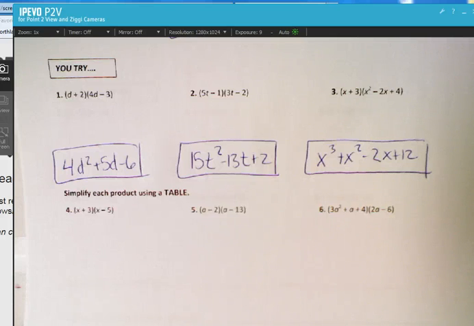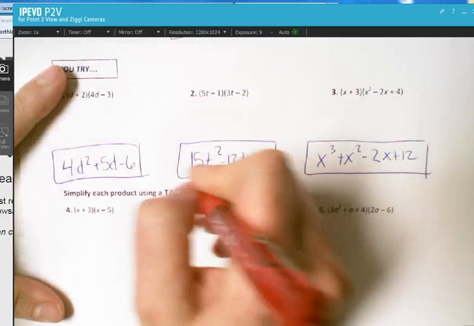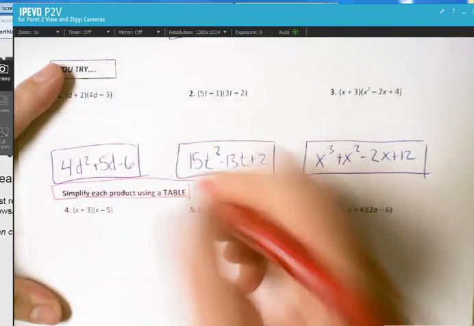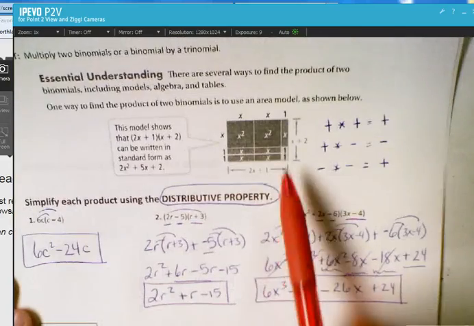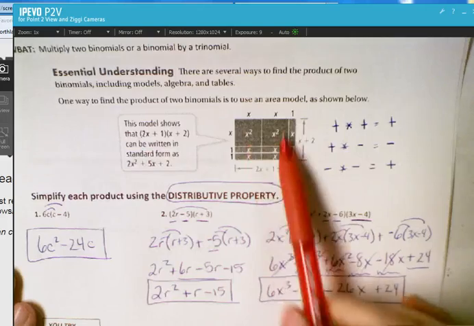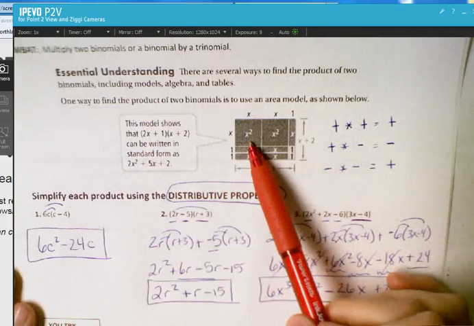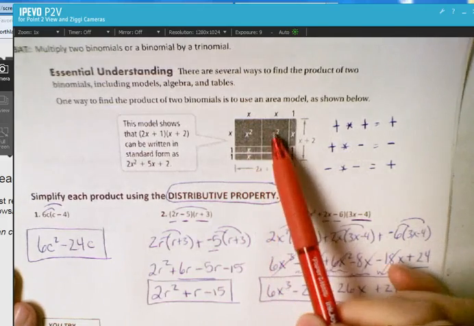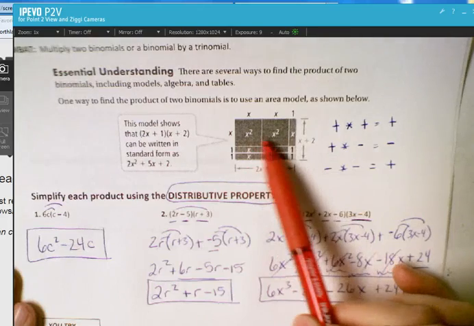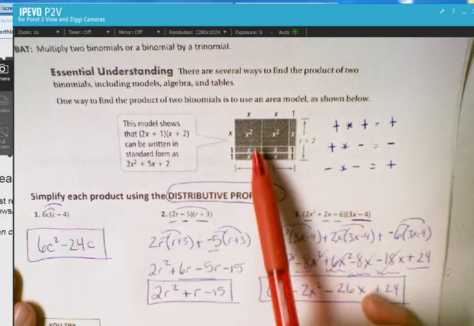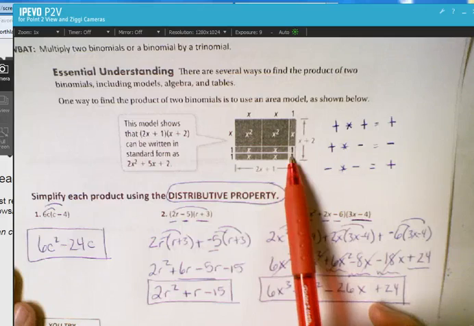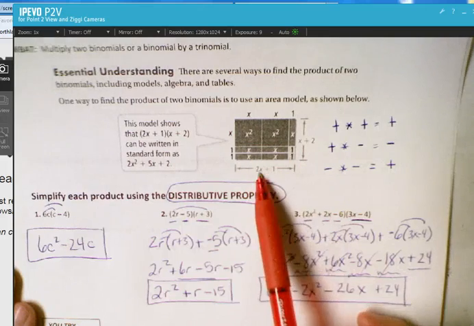Alright, let's try another method. We've used distribution before, distributive property. Let's use a table. And this comes back from, if you go back to the top of your sheet, it deals with finding the area. So x times x is x squared. We have the same size shaped tiles here. If I have an x and another one, I have 2 x's plus 1.